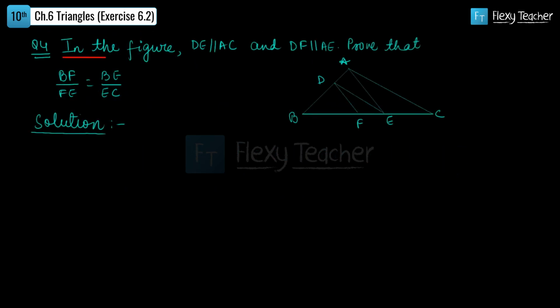Question number 4. In the figure, DE is parallel to AC and DF is parallel to AE. Prove that BF upon FE is equal to BE upon EC. Okay, so now DE is parallel to AC. Let us write what is given to us first. Given DE is parallel to AC and DF is parallel to AE.